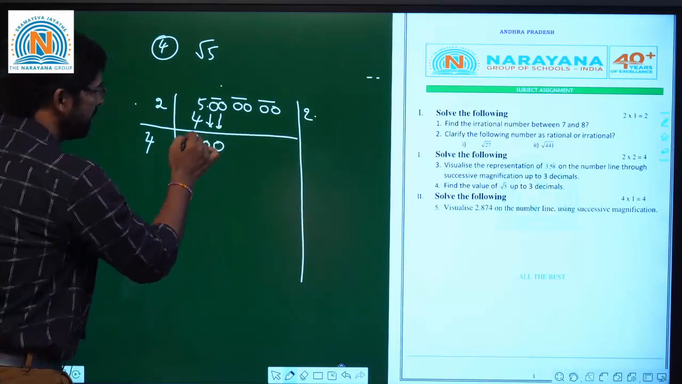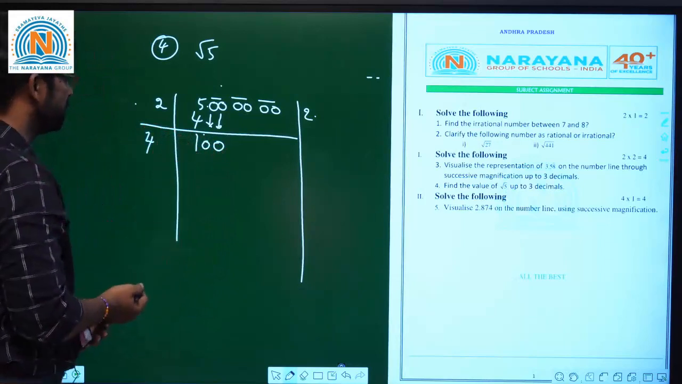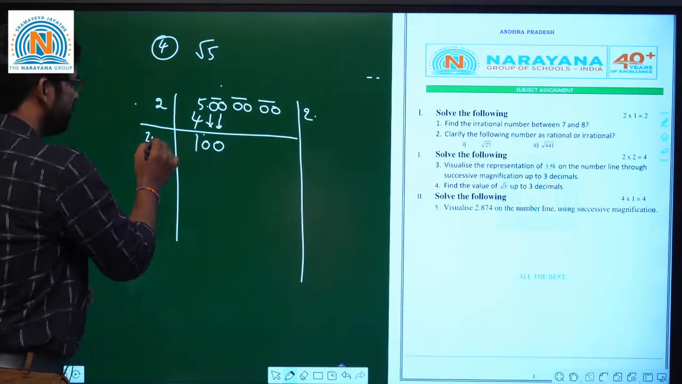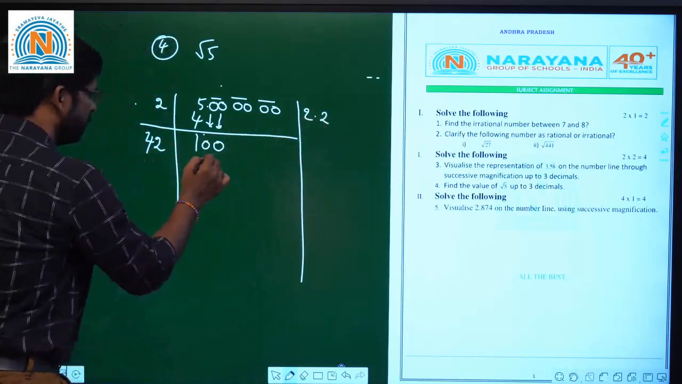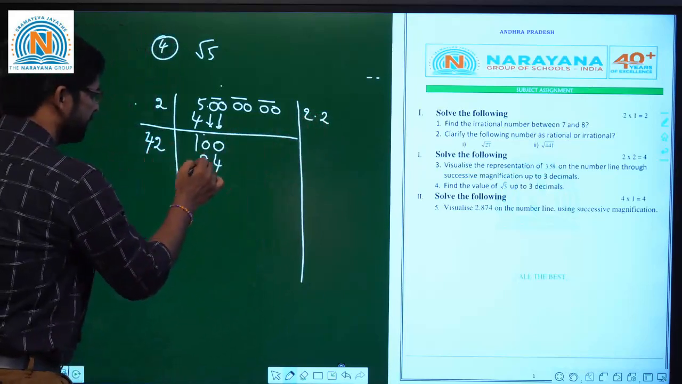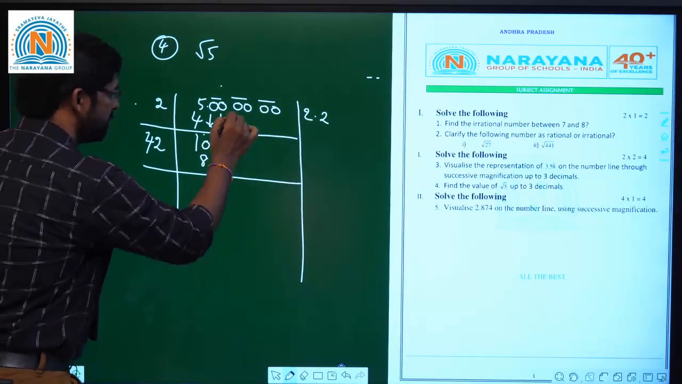We observe that the first 2 digits are 10. 10 is divisible by 4. How many times is it possible? 2 times. So 2 2s are 4, 2 4s are 8. Now subtract them, 16. Next pair, bring down.